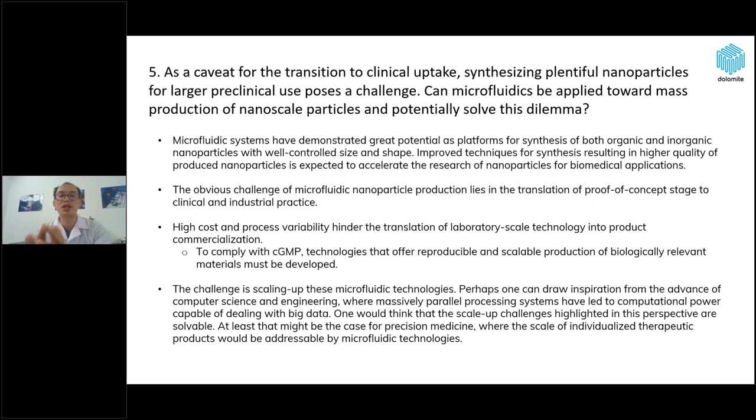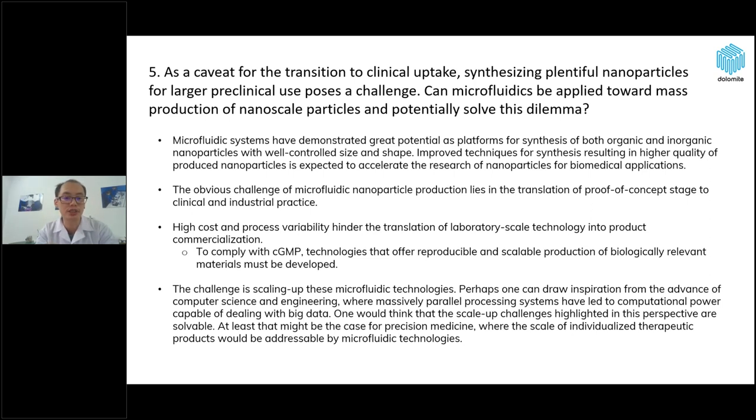The microfluidic system has already demonstrated great potential as a platform for synthesis of both organic or inorganic nanoparticles with very well controlled size and shape. And improved synthesis techniques, resulting in higher quality nanoparticles, are expected to accelerate the production of nanoparticles for biomedical or other applications.